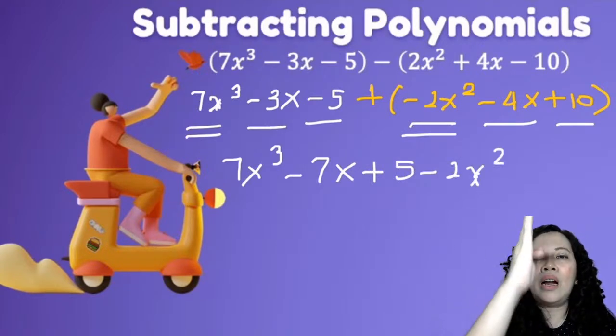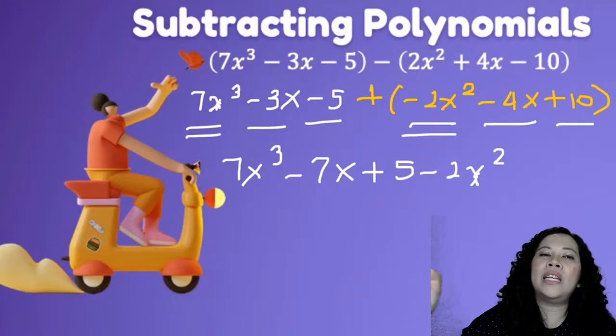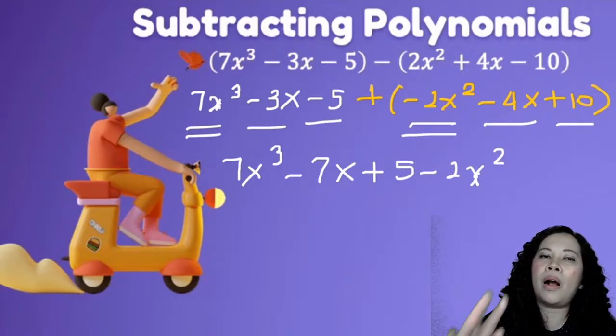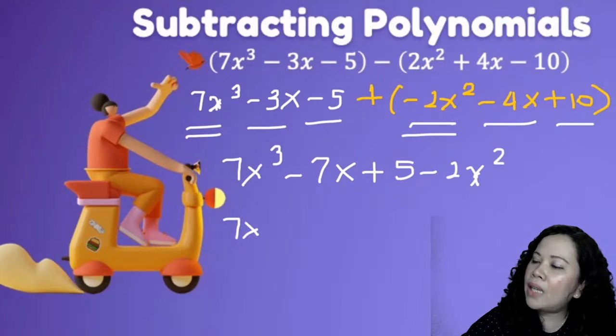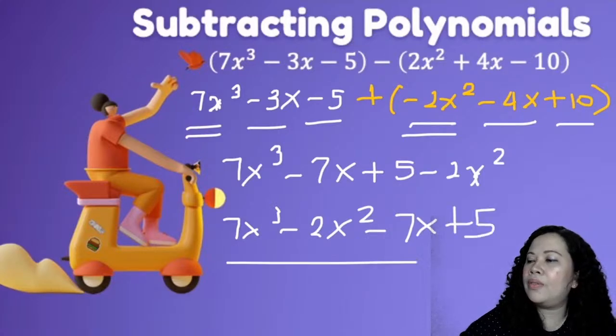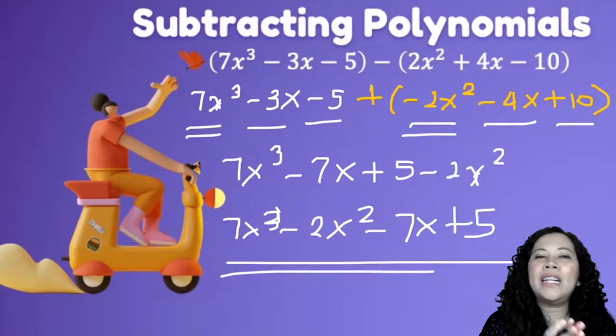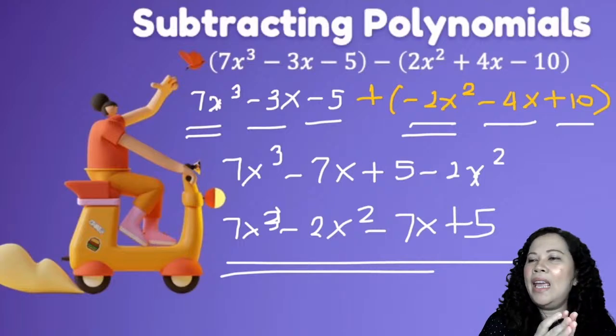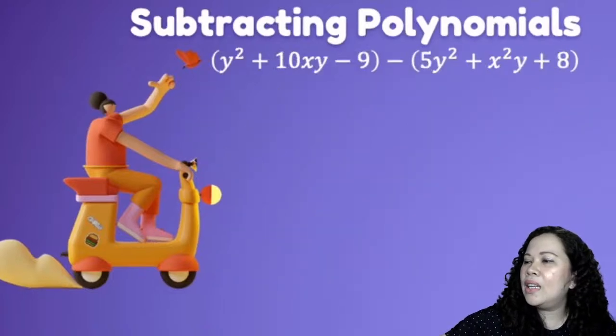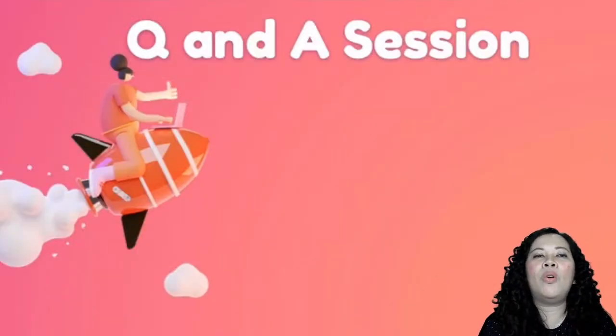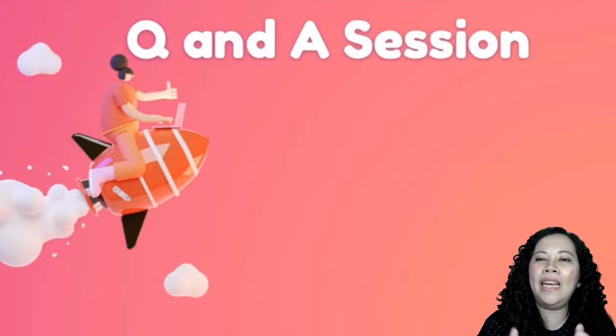Again, we arrange them according to decreasing order of your power. So we have 7x cubed minus 2x squared minus 7x plus 5. Okay, so that will be your final answer. Yay! Any question? Question for subtraction and addition.